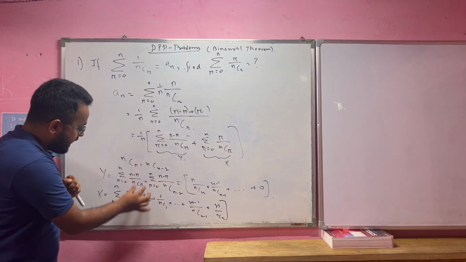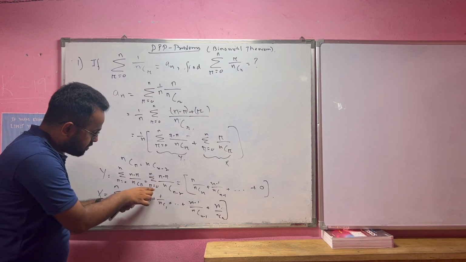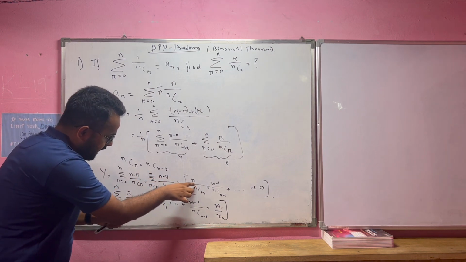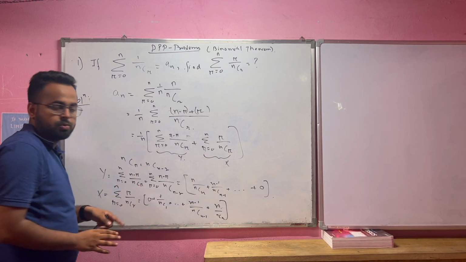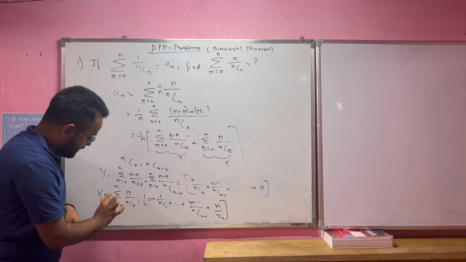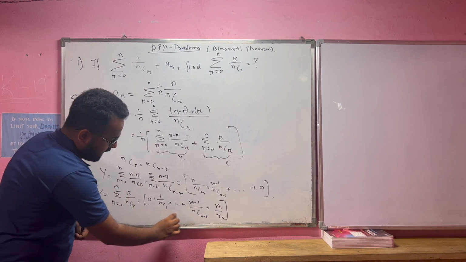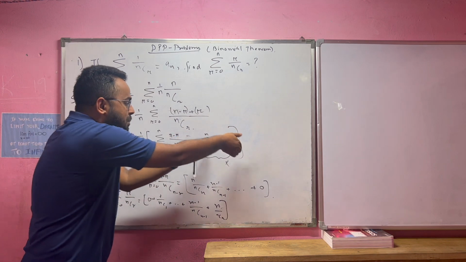Now nCr is nC(n minus r), correct? Now we start plugging the values. We put 0, we get n by nCn. Then we put 1, we get (n minus 1) by nC(n minus 1), up to 0. Now if you look at this term, x is 1, this is also like this. This is similar to this one. So this is another way of representing x.